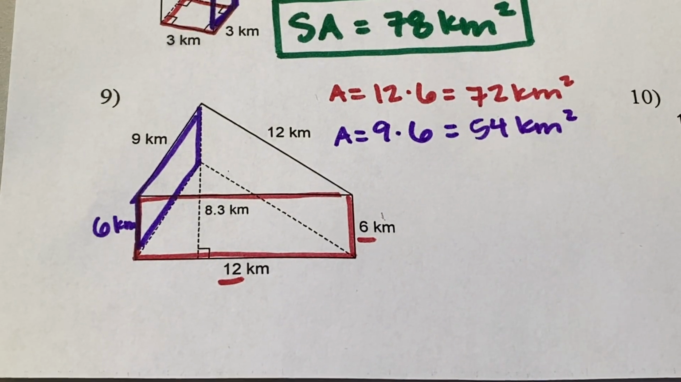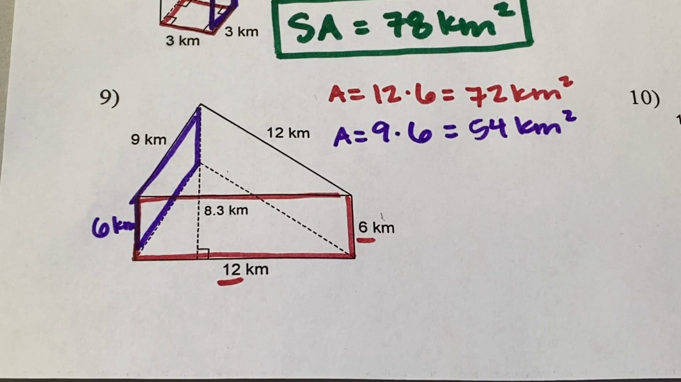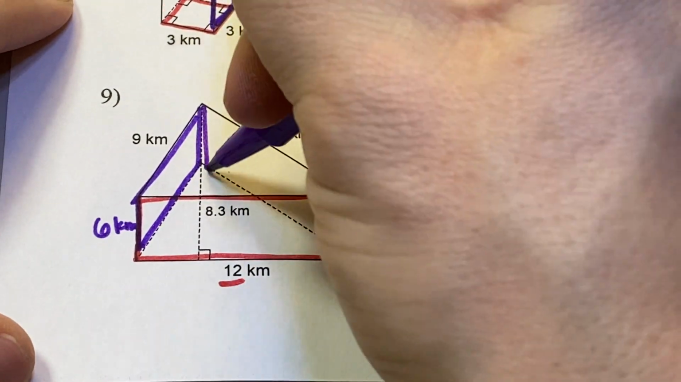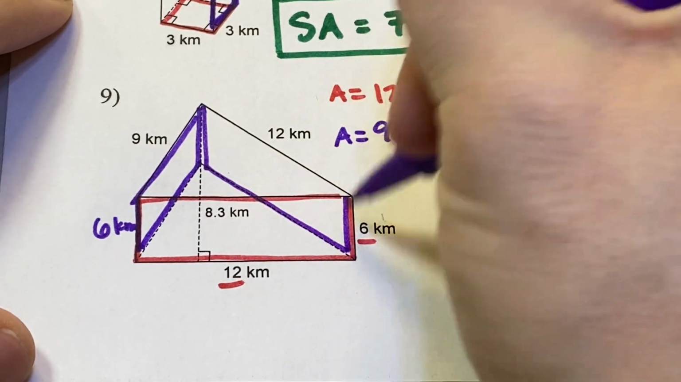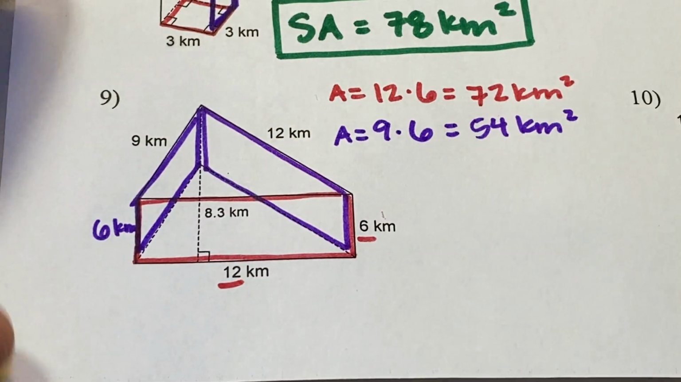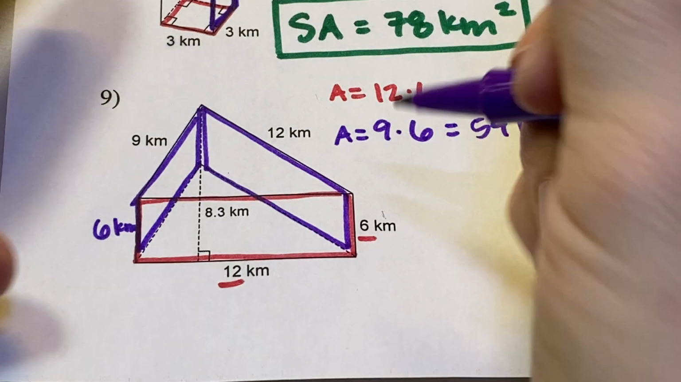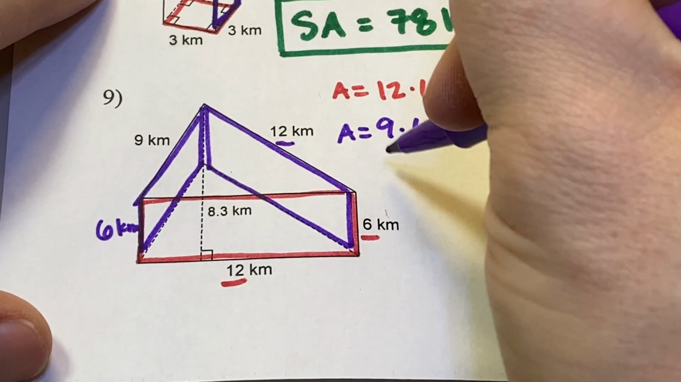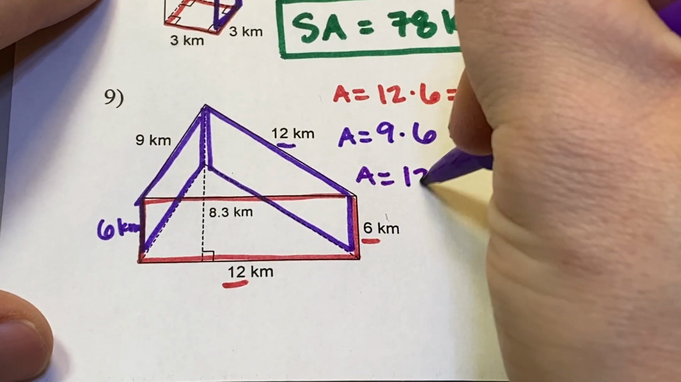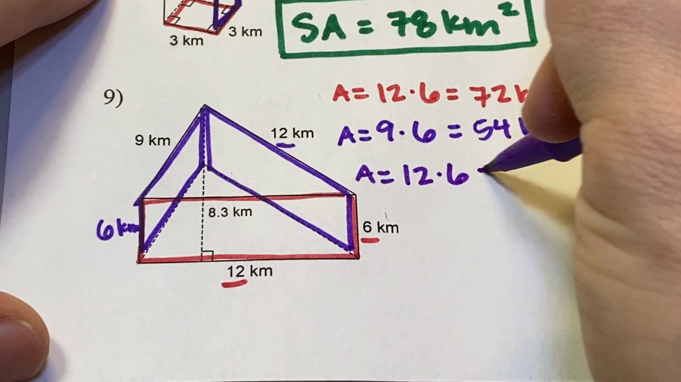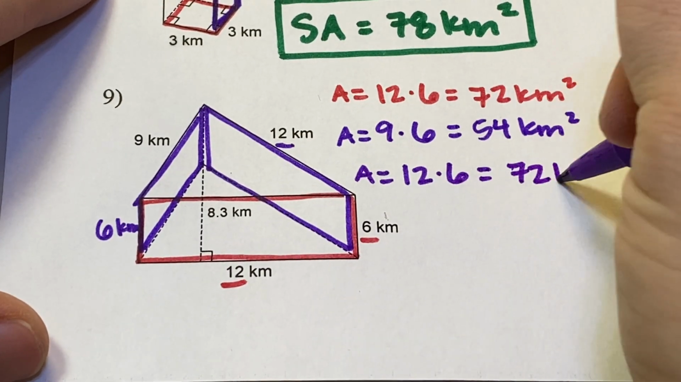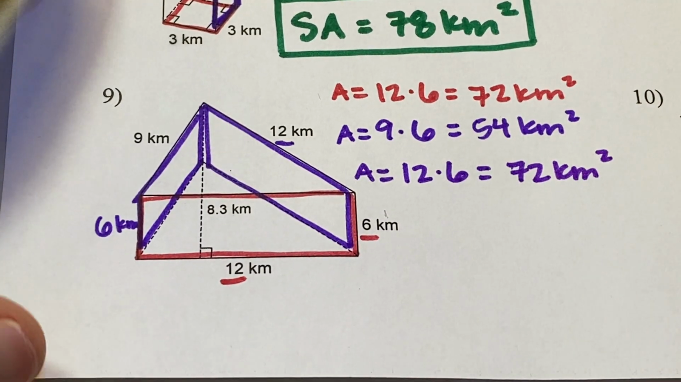Okay. What about this other purple side? It is not equal to the one side we just solved. It's again a rectangle, but this time it's 12 and 6. 12 times 6. Another 72 kilometers squared.